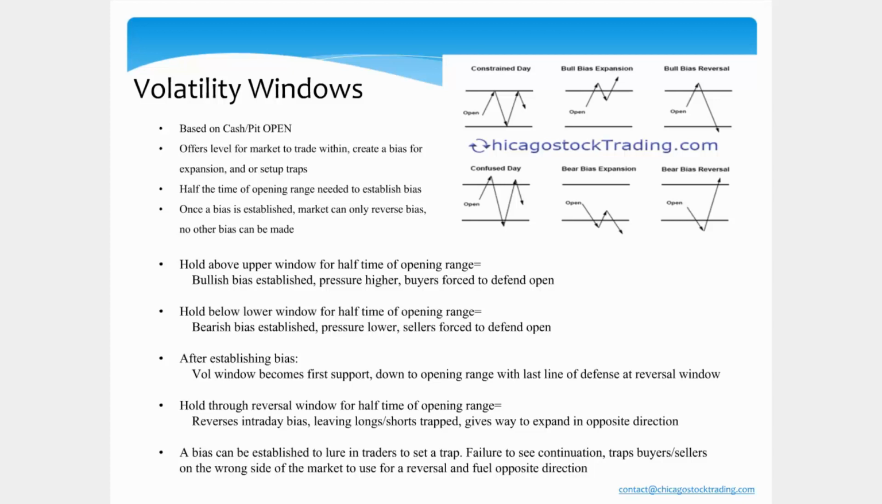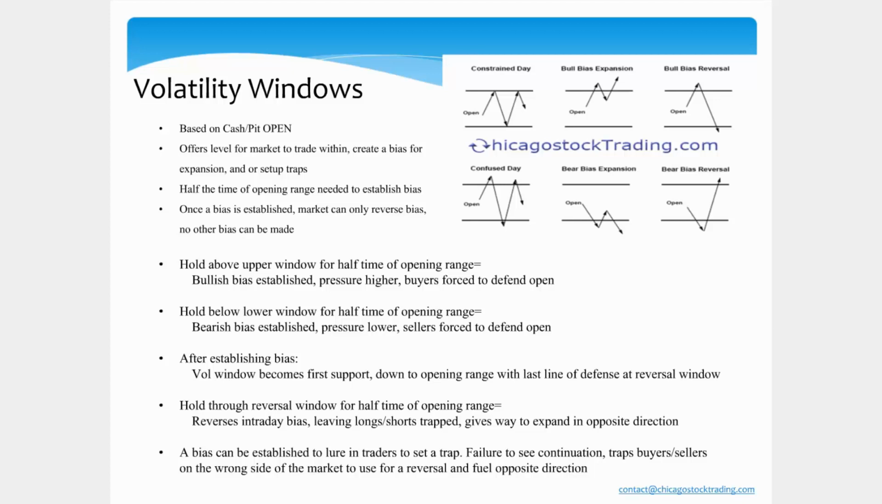So think of it like this: the market opens, breaks through the upper window, the buyers have the upper hand, comes back to the open, the buyers are supposed to defend that. If it loses the open, who's in trouble? It's the buyers, right? So we'll look at a lot of different examples too.